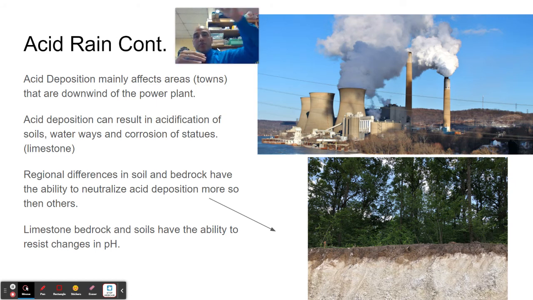So let's say 5.2 is coming down. As soon as it hits the limestone, it's going to bring its pH back up to 7, and so it will be neutralized. Okay, this makes sort of sense because some areas are devastated by acid deposition and some other areas are not necessarily affected by acid deposition. All right, so regional differences could attribute to how devastating the effects of acid deposition are.